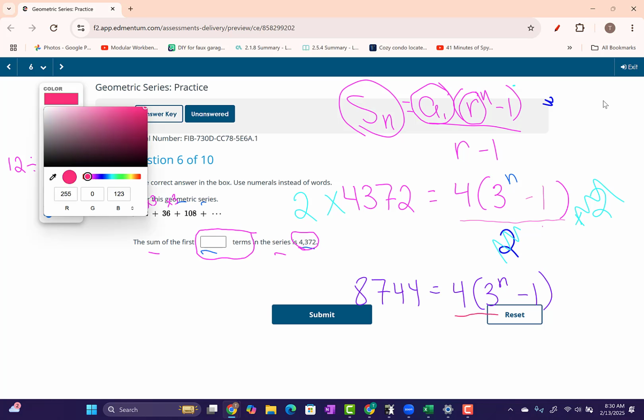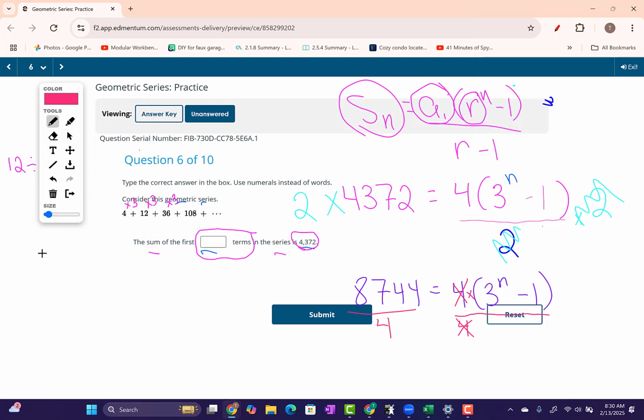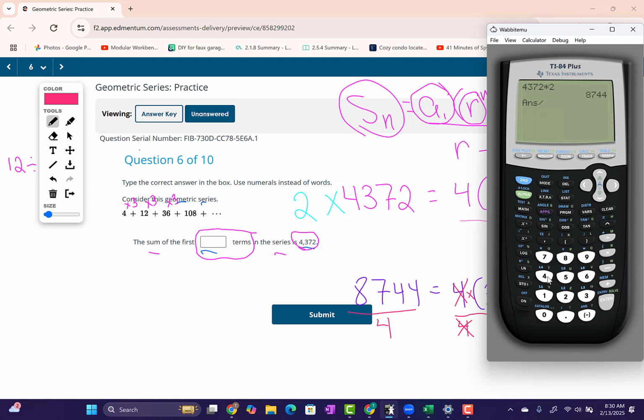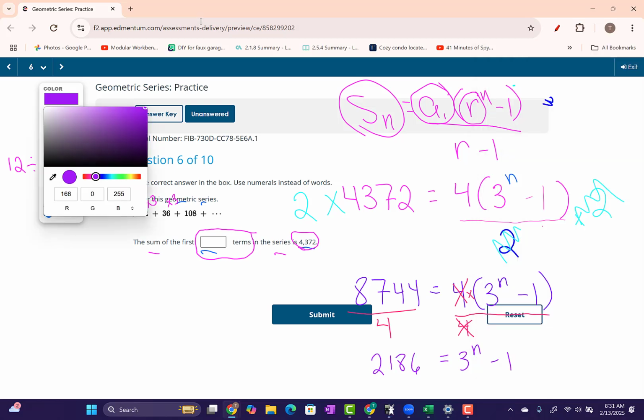Our next step is going to be now division, because we want to undo that multiplication by 4. So that will cancel that 4 out. We need to take 8,744 and divide it by 4. Again, let's use the calculator. So 8,744 divided by 4, that gives us 2,186. So we bring everything down. We have 2,186 equals 3 raised to the n minus 1. So we're going to add 1 to both sides. About out of space, so I'm going to move this over here. 2,186 plus 1 is just 2,187. Over here, the 1's cancel out, and we're left with 3 raised to the n power.